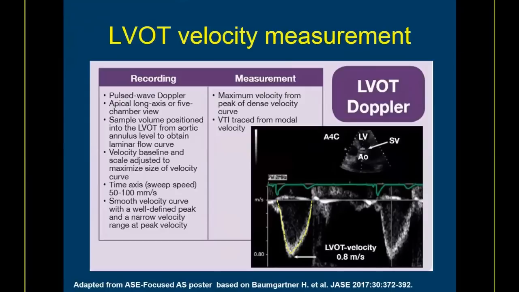Okay, on to the LVOT velocity measurement. First, it should be a pulse wave Doppler recording. It should be done in your apical long axis or five-chamber view. Your sample volume, again, should be positioned into the LVOT just below the aortic annulus level to obtain that laminar flow curve.